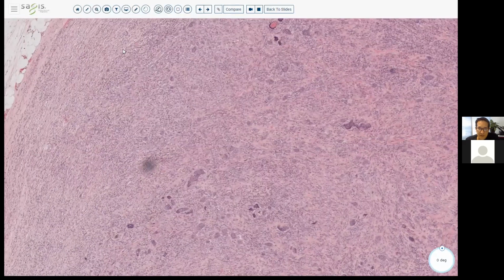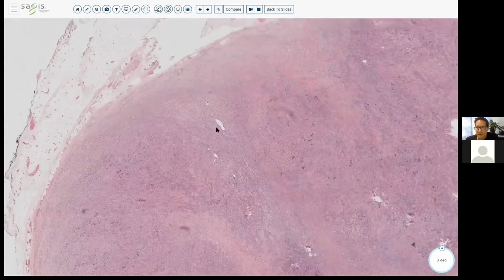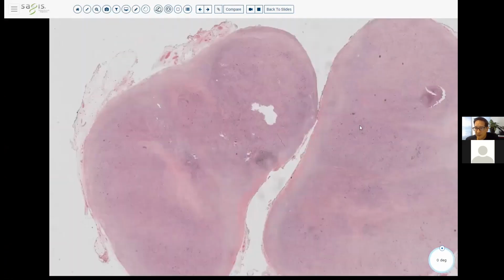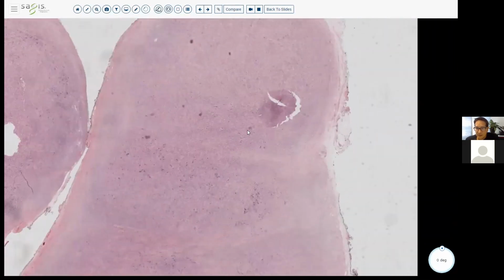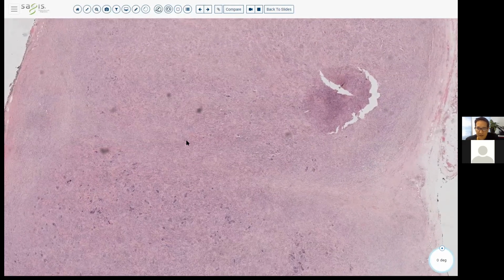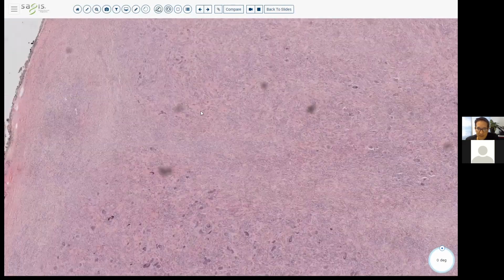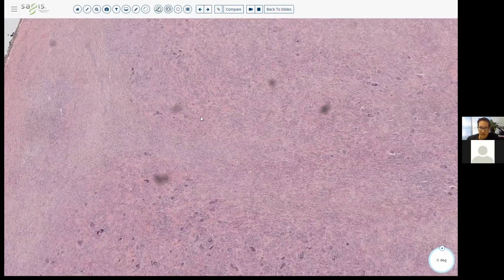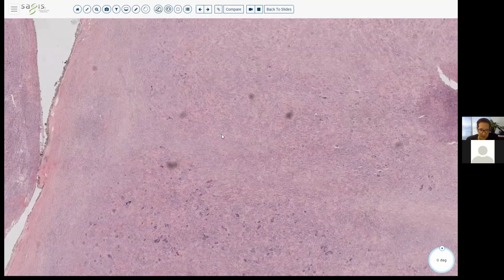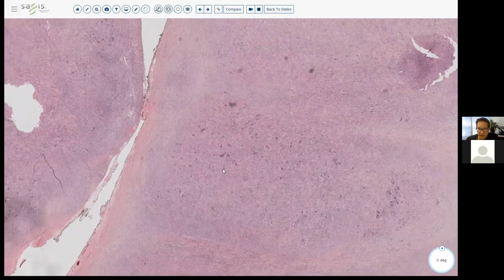These lesions are well circumscribed. You can see that if we go around, well circumscribed. Let's go look in this area. Don't really have a lot of areas of necrosis, but we do have these thickened collagen bundles. So this is a fibrohistiocytic lesion. And this is a giant cell tumor of the tendon sheath.